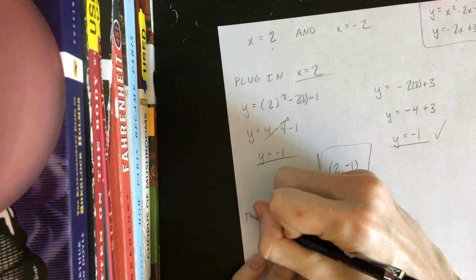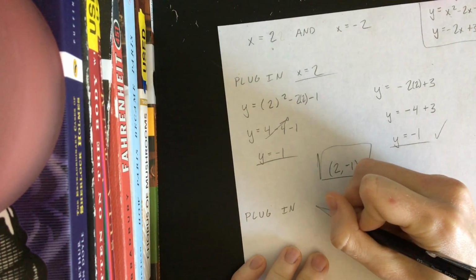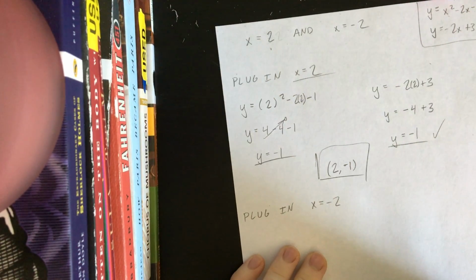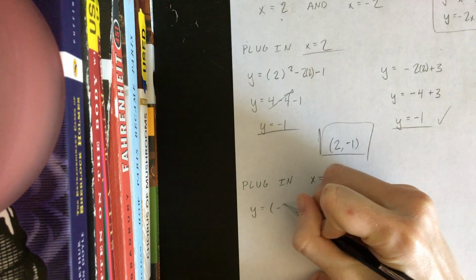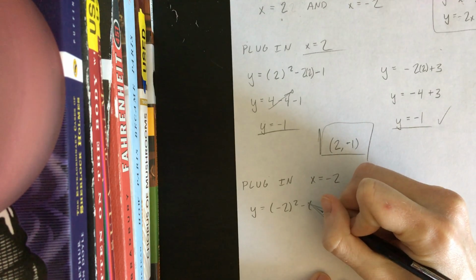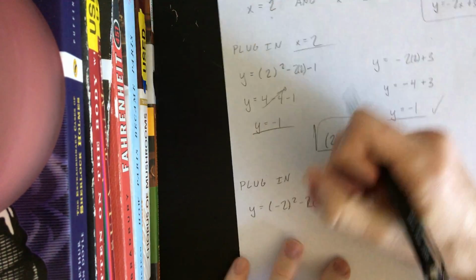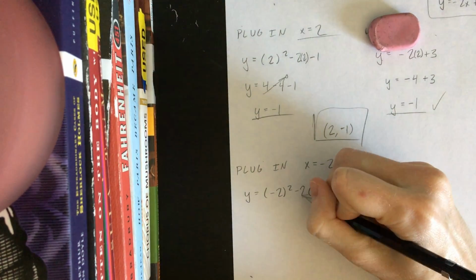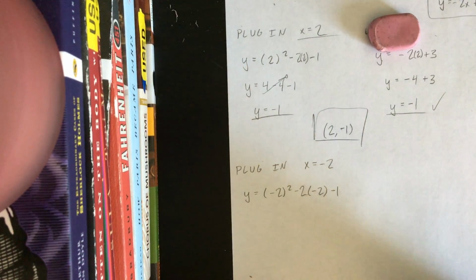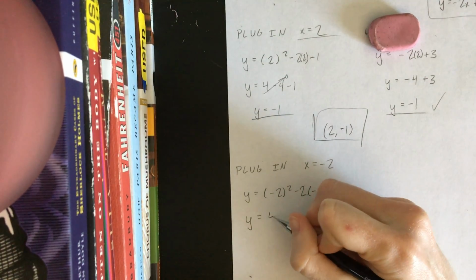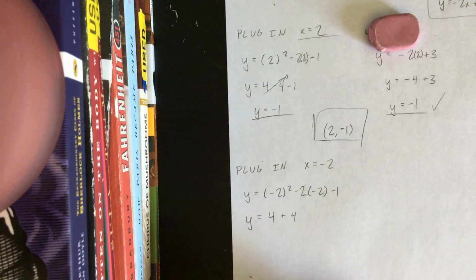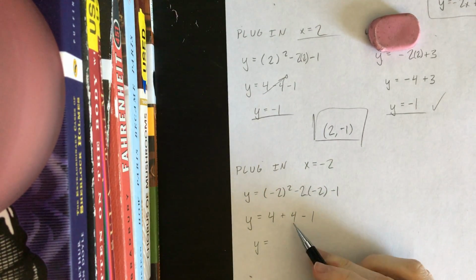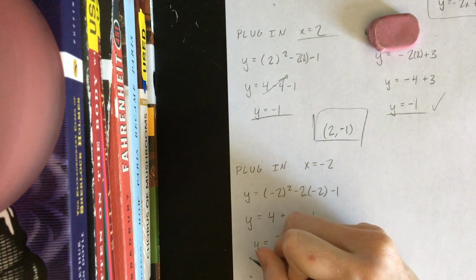Good. Next we're going to plug in x equals negative 2, and do the same exact thing we just did. So y equals negative 2 squared minus 2 times negative 2 minus 1. Sorry, I messed that up a little bit. And we're going to solve. Negative 2 squared equals 4. Negative 2 times negative 2 equals also 4, positive. And then minus 1. So we get y equals 4 plus 4 is 8, minus 1 is 7.